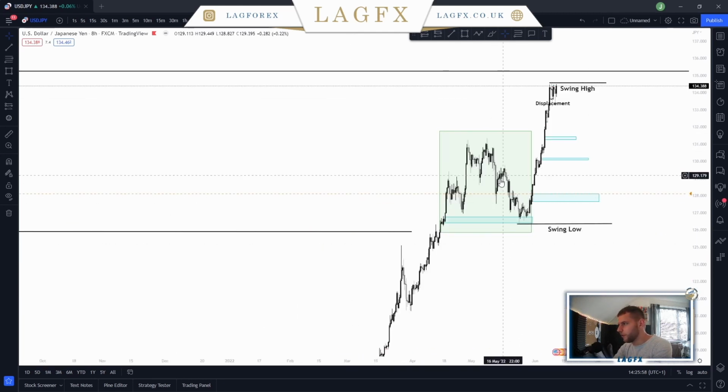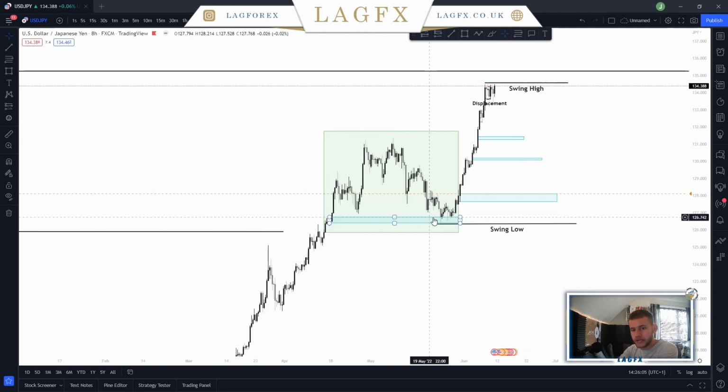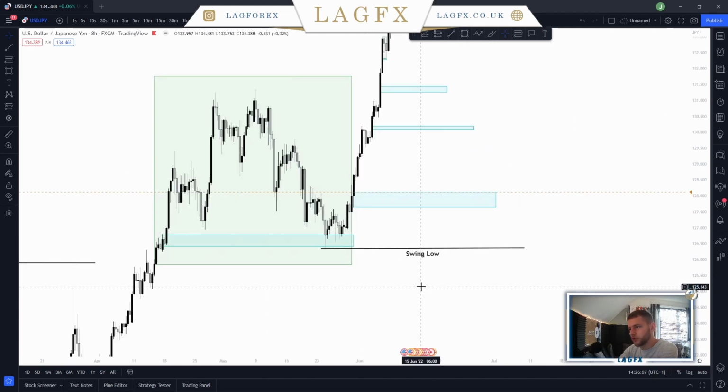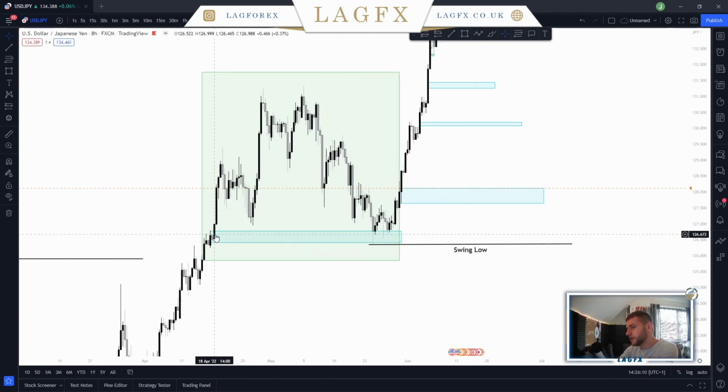Recently we were trying to get involved in sell positions because of the displacement here. However, I was caught out. This was just a reaccumulation. I'm sure many other people were also caught out on this. I actually also managed to find a demand zone here that it seems like price actually just displaced for the purpose of mitigating that zone.